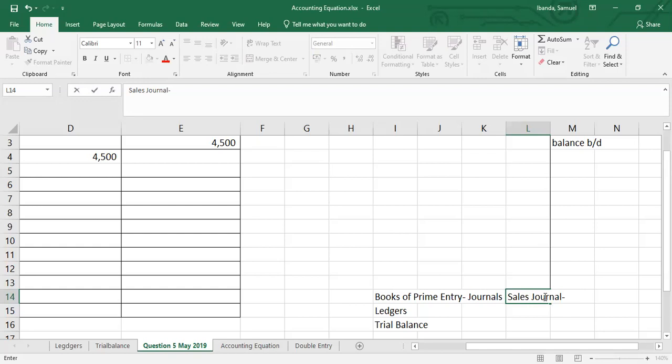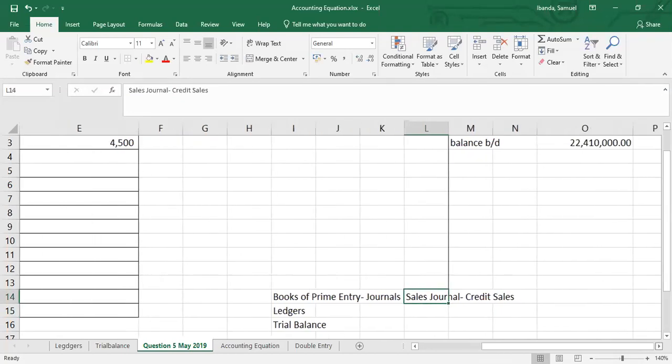sales journals record what we call credit sales. You get it? They record what we call credit sales.